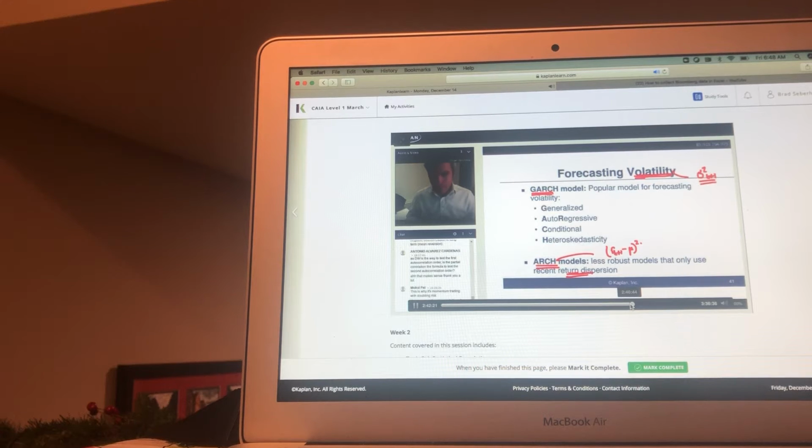Okay. The generalized version of this, and I'll tell you what this stands for in a minute, uses the most recent squared deviation from mean, and it uses the previous estimate for volatility that you've used in this model. Now, when you forecast something tomorrow that uses both those things, that makes it generalized and a little bit more robust than just this thing.